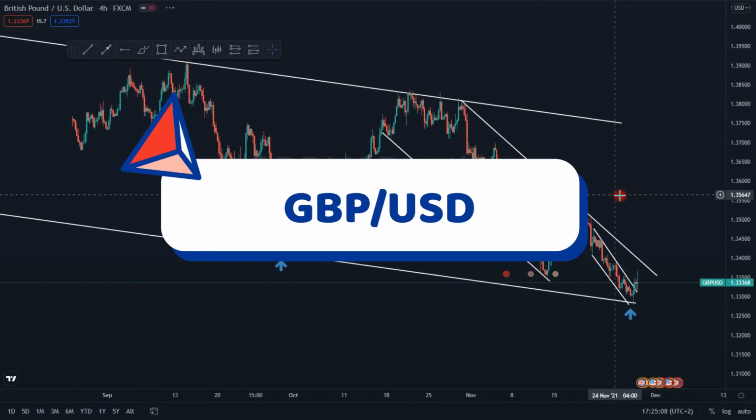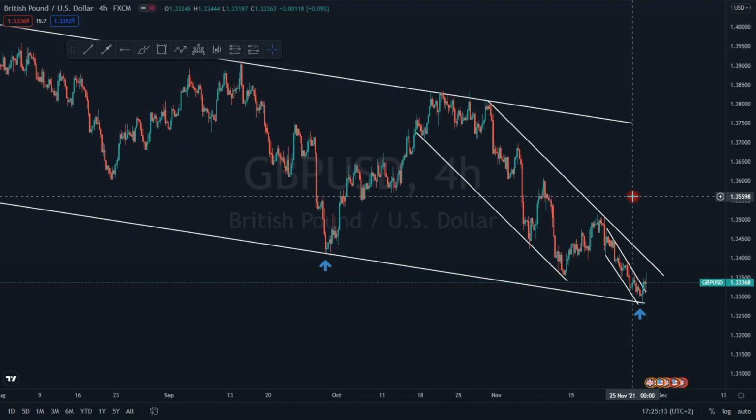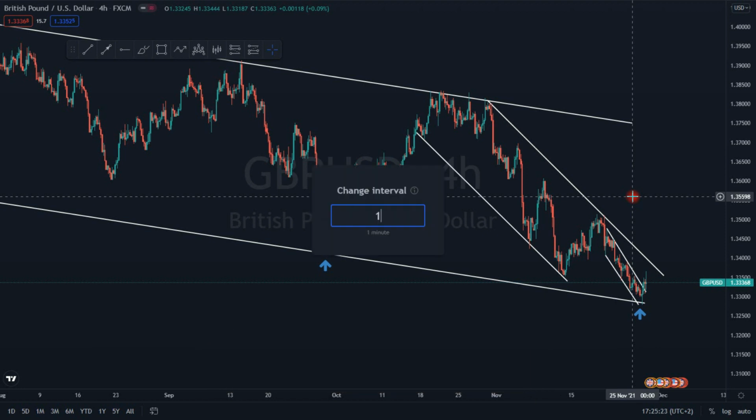Alright guys, here I am. I have GBPUSD analyzed already, and I don't feel like reanalyzing this pair because I've been analyzing the pair this previous week. If you missed that, you might want to go back and check that, but then I'm going to give you a review on what I'm seeing right now.